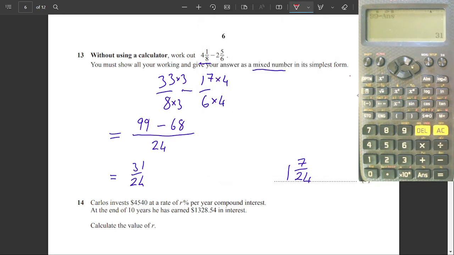Okay, get a mark from making the improper fraction, a mark for getting the common denominator, and then if you have those 2 marks, they'll give you a mark for the final correct answer as a mixed number in the simplest form.